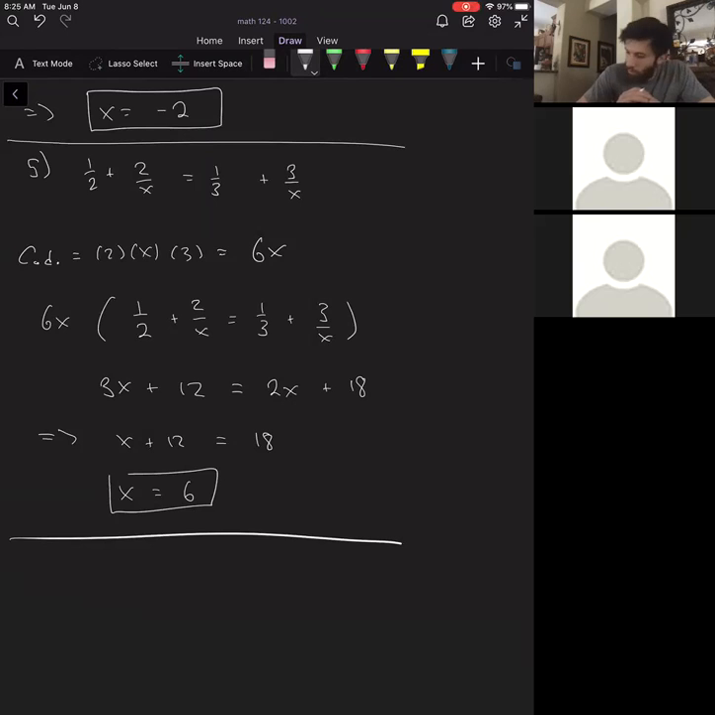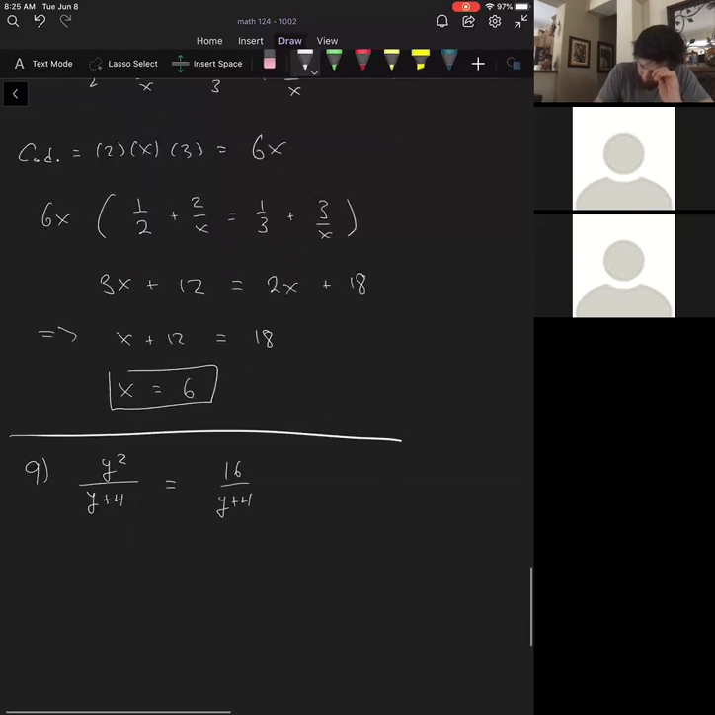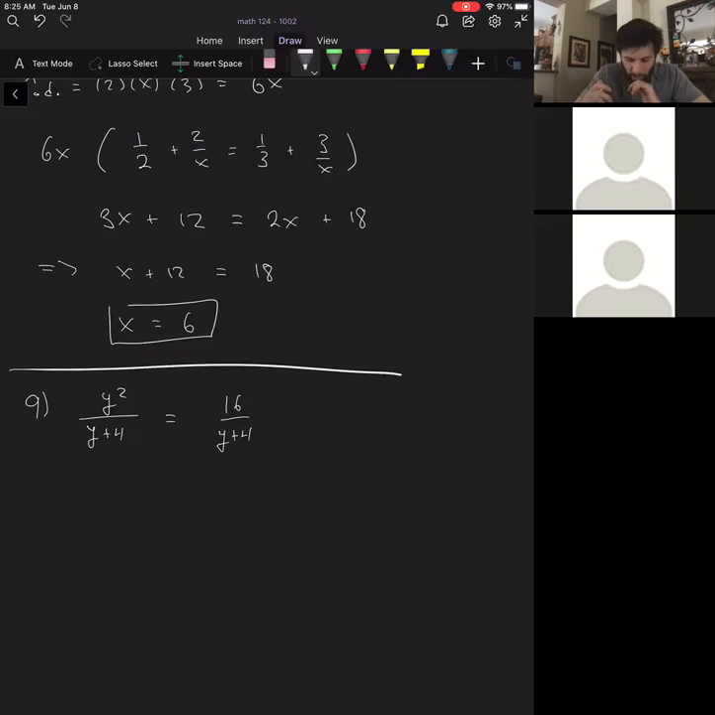Let's do number 9. So this one says y squared over y plus 4 is equal to 16 over y plus 4. For this problem, we're going to do that same thing. We are going to find a common denominator and multiply everything by it. In this problem, we only have one denominator. It's y plus 4. So let's just multiply everything by y plus 4.